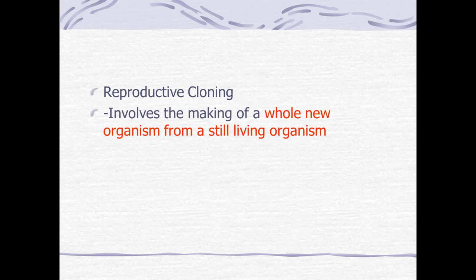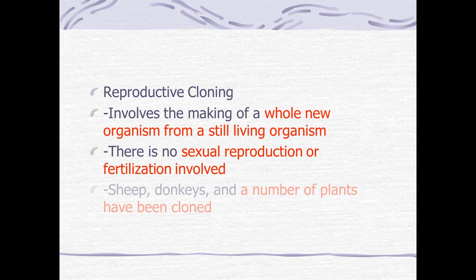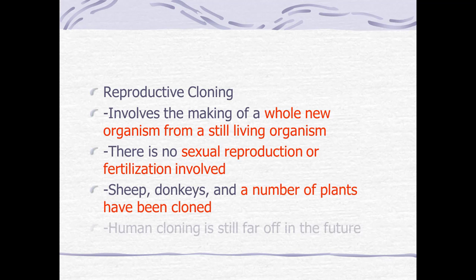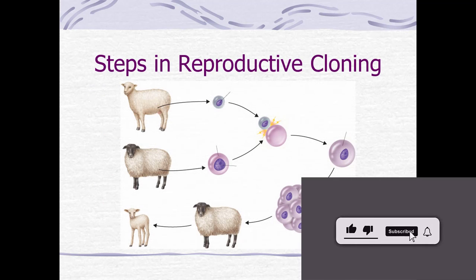Reproductive cloning involves making a whole new organism from a still living organism. There is no sexual reproduction or fertilization involved. Sheep, donkeys, and a number of plants have been cloned. Human cloning is still far off in the future. And these are the steps in reproductive cloning.